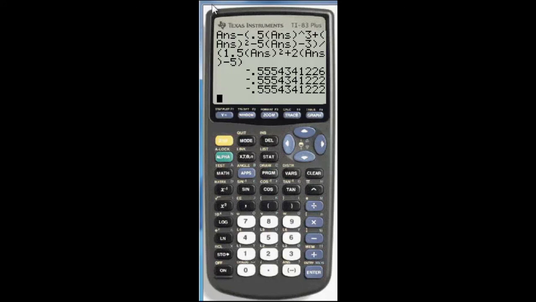And it's that simple. Put in the original expression, replace your first guess with answer by going to second and then the negative sign. It has the answer right above it. Hit enter to get the next iteration, and then continue hitting enter until you have the desired accuracy.